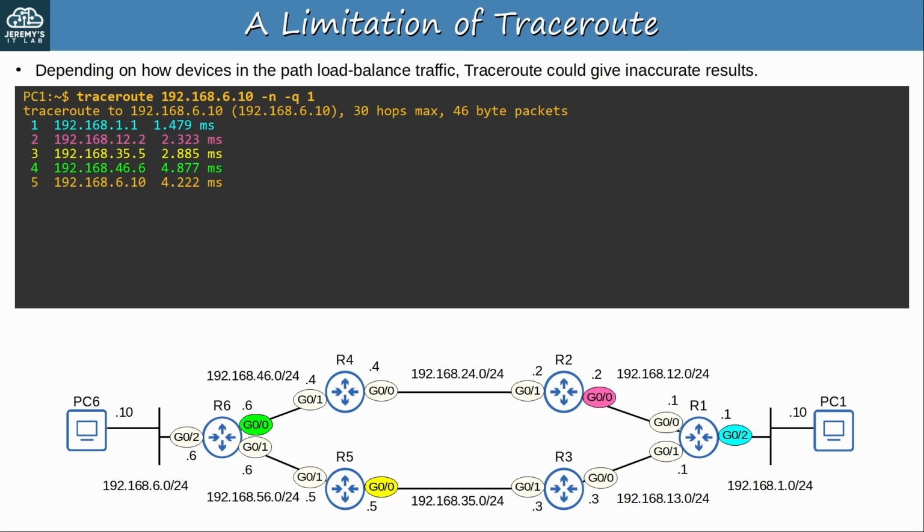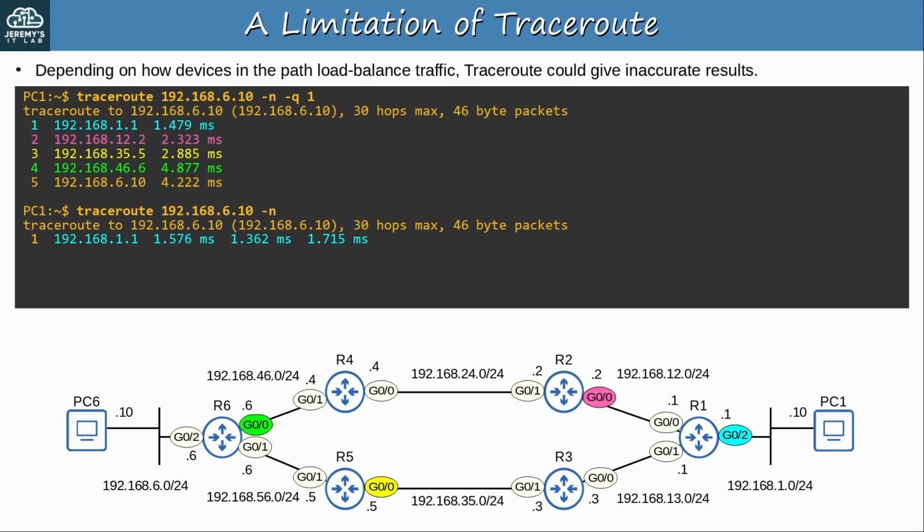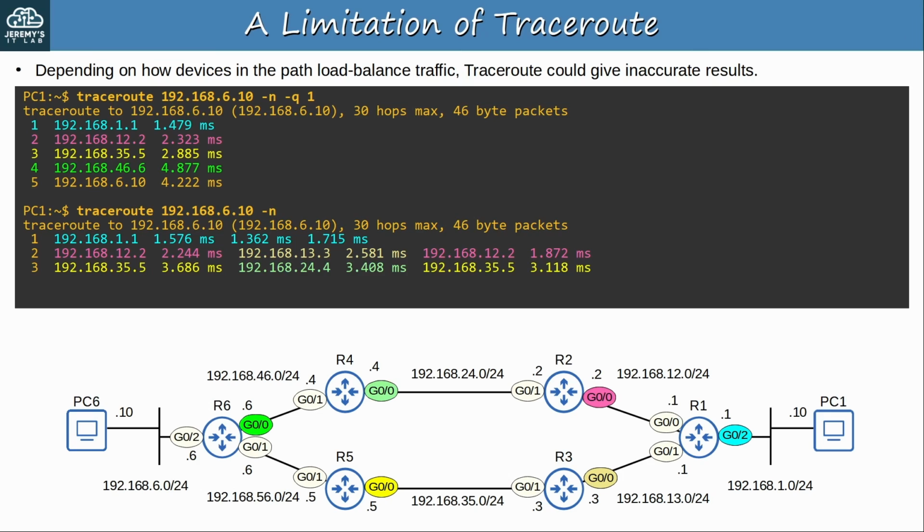Now, what if I did it with the default 3 probes instead of 1? Let's see. The first hop is just R1, of course. The second hop is jumping between R2 and R3. The third hop is jumping between R4 and R5. And the fourth hop between R6 G00 and G01.